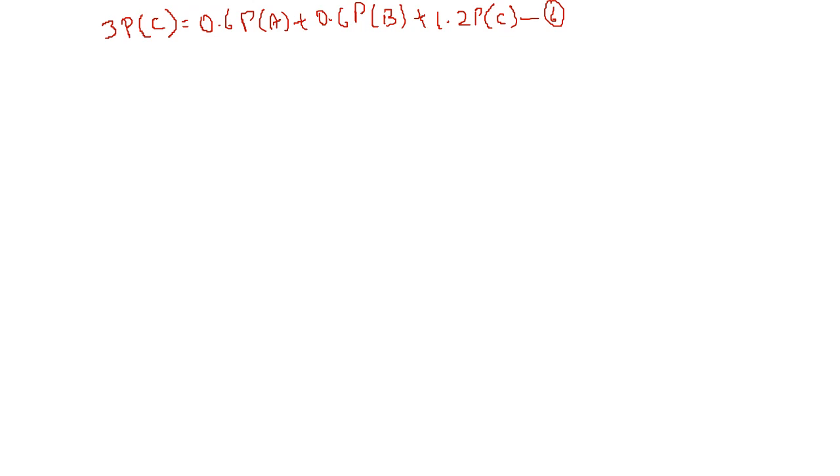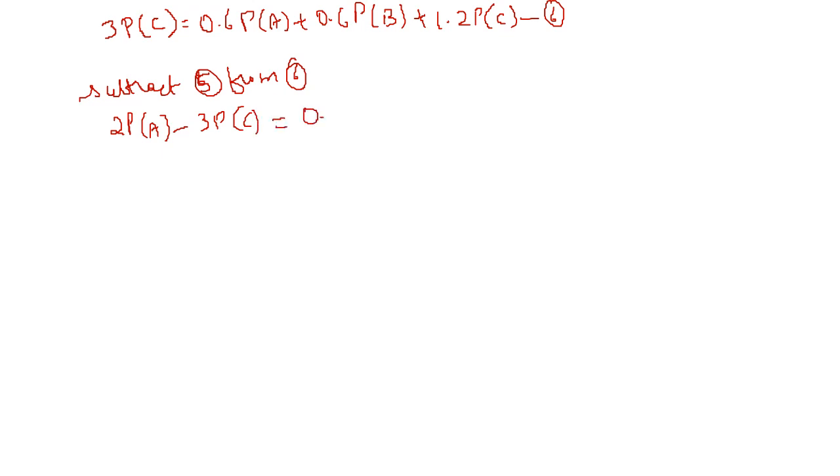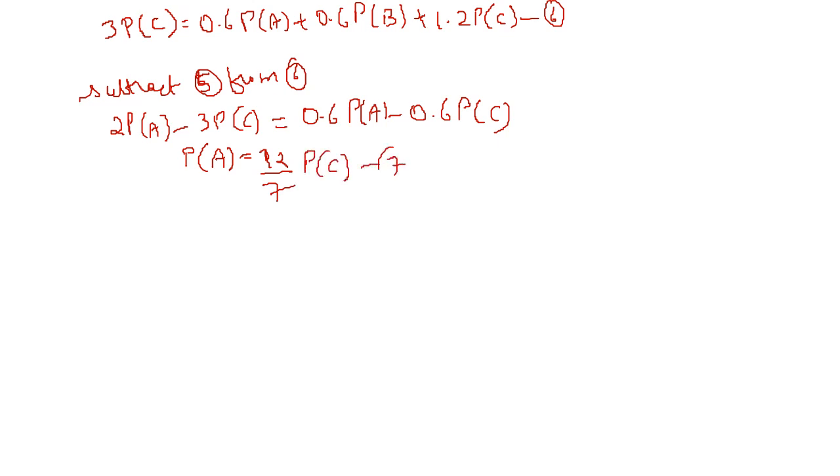Now we'll subtract 5 from 6. We get 2 times P of A minus 3 times P of C is equal to 0.6 times P of A minus 0.6 times P of C. After simplification, we get P of A will be equal to 12 by 7 times P of C. Let this be equation number 7.